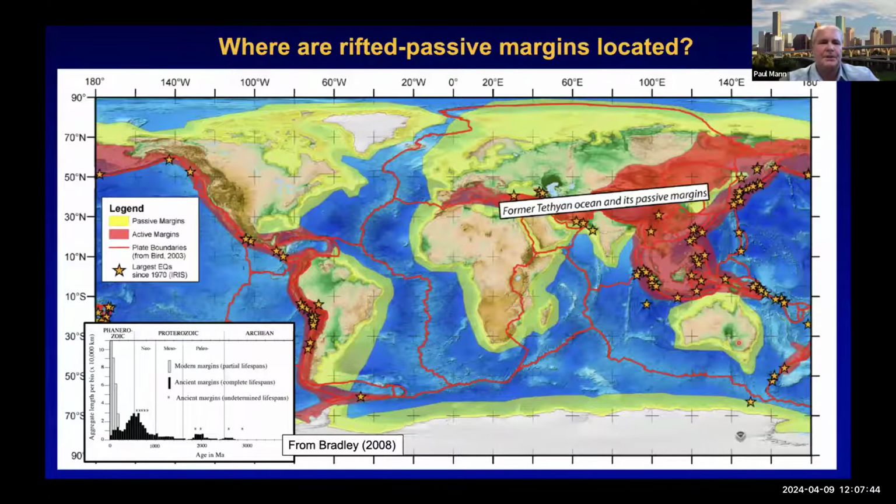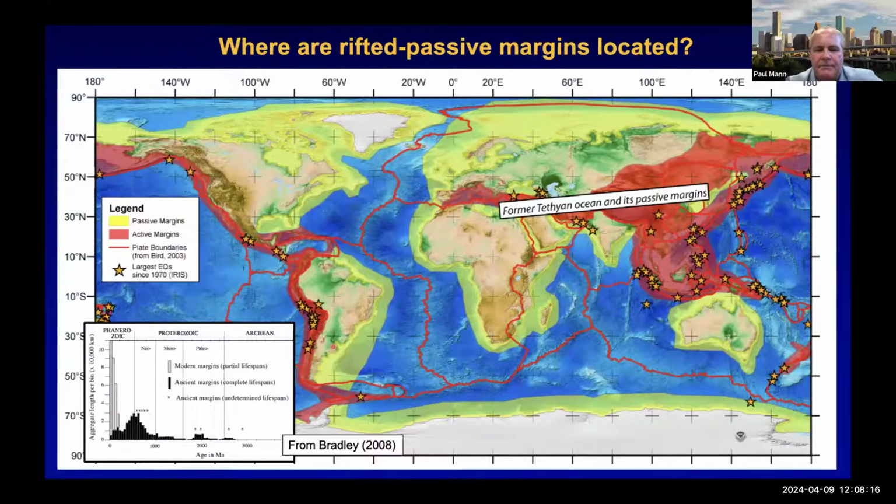Just to get started, where are the rifted passive margins on Earth? Shown here in this map of the world, you see the green areas, these are the passive margins. The red areas are active margins. The difference is that passive margins are rifted margins that are now passively subsiding, whereas these active margins are either subduction zones, strike slip boundaries, or other forms of an active plate boundary.